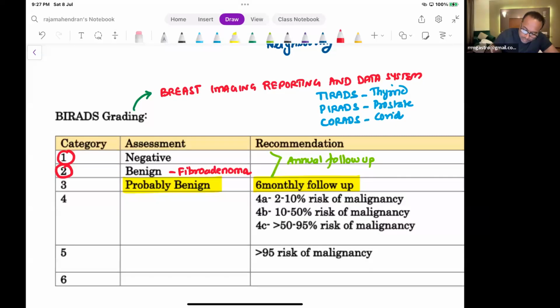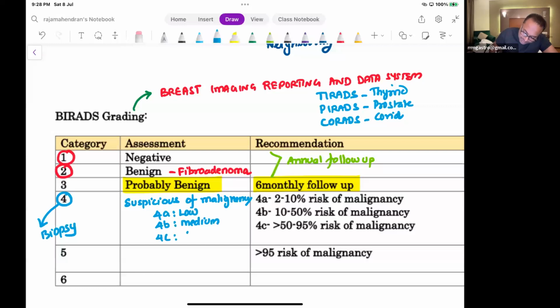What is 4? 4 is suspicious of malignancy. Please don't forget, 4 is very important. What is the MCQ from 4? Can you tell me? From which BIRADS will biopsy be done? That is from 4. Biopsy is advised from 4. Suspicious of malignancy, we have 3 types. 4A is low suspicious, 4B is medium suspicious, and 4C is high suspicious. So suspicious of malignancy, we have to take biopsy in these cases.